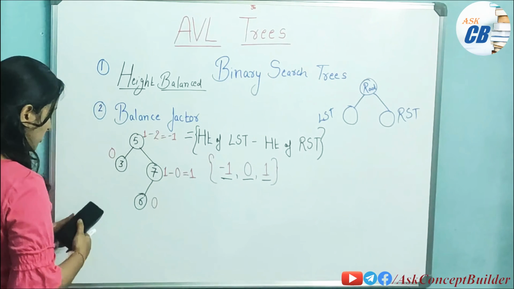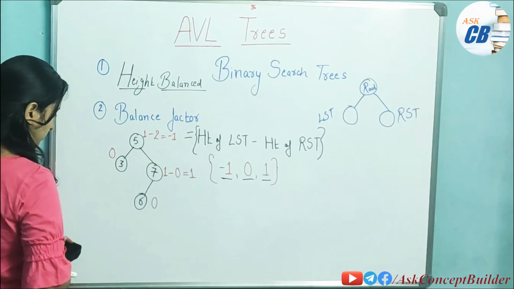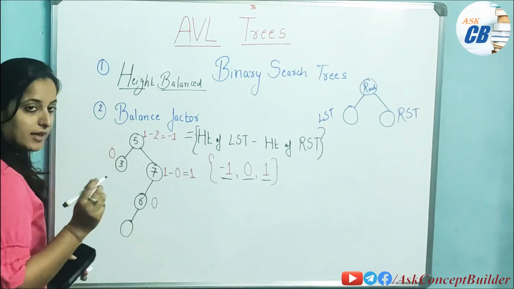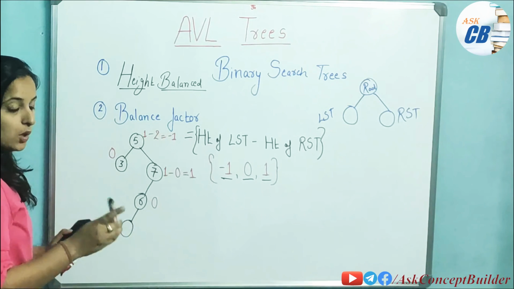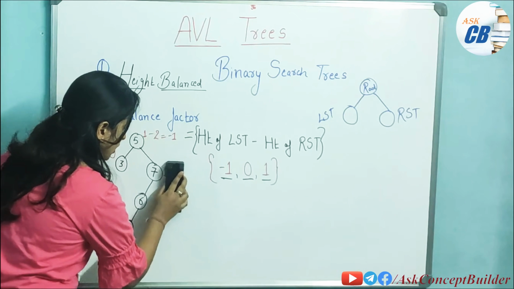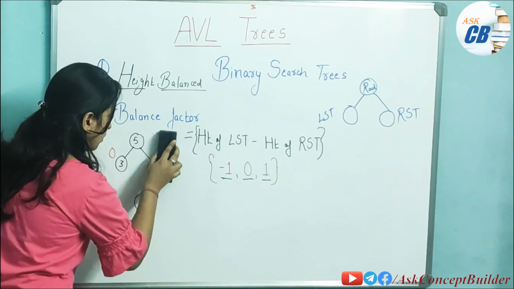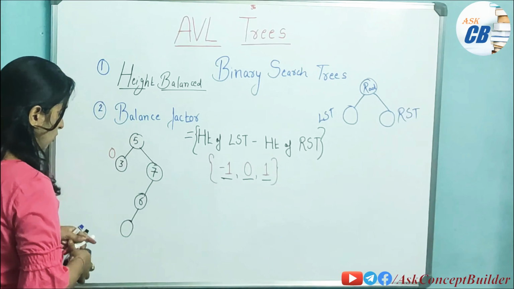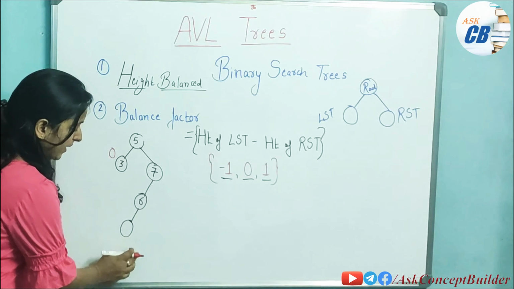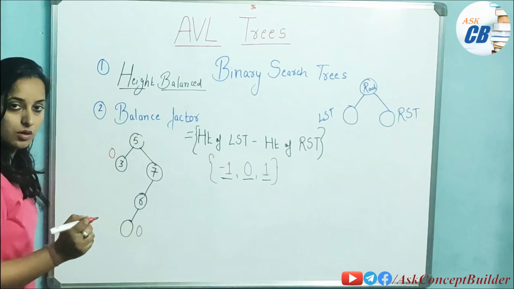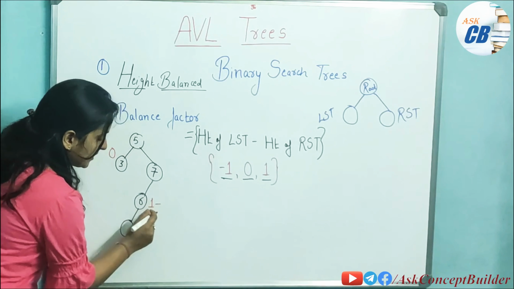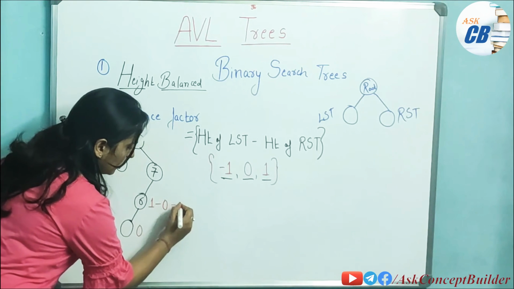Now let us suppose you have one more node here. Now again we will find the balance factor for each and every node. So now see, balance factor for every node will change. Now this is your leaf node, so height of left subtree minus height of right subtree will be 0. Now for this node, height of left subtree is 1 minus right subtree 0, 1 minus 0 is 1.